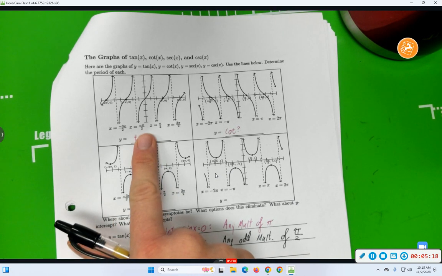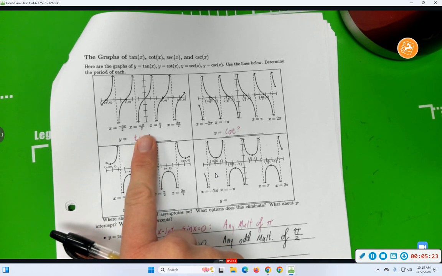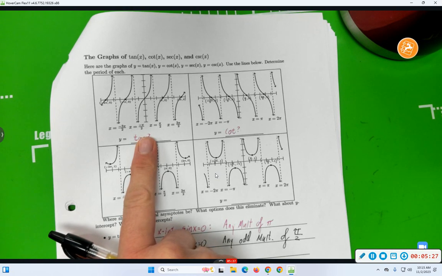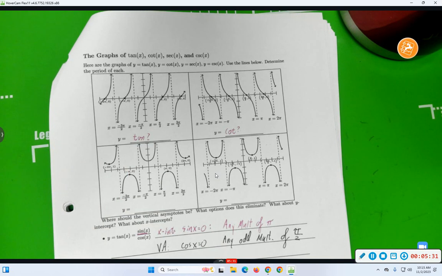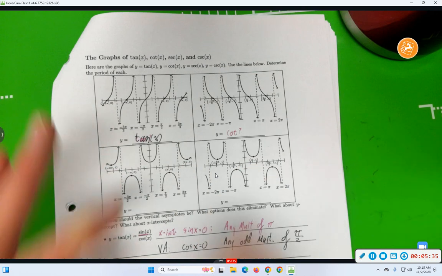Does tangent have a vertical asymptote at pi over 2? And 3 pi over 2? I guess that's as far as this picture of the graph goes. Negative pi over 2? Negative 3 pi over 2? Cool, yeah. I think that this is, in fact, y equals tangent of x.